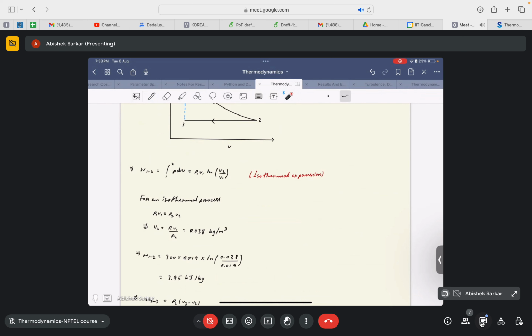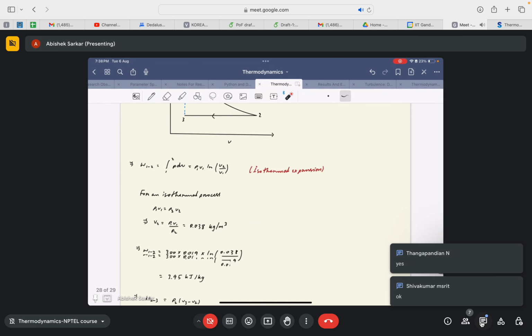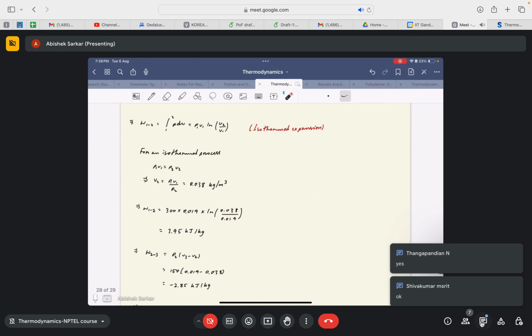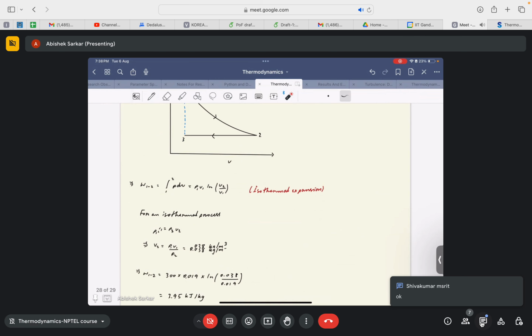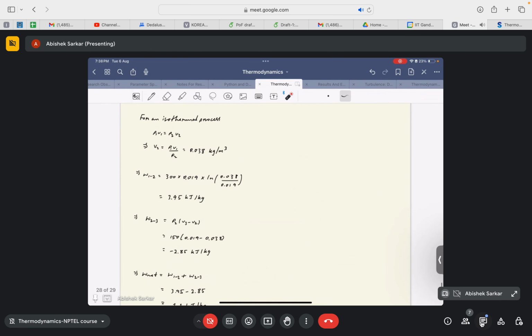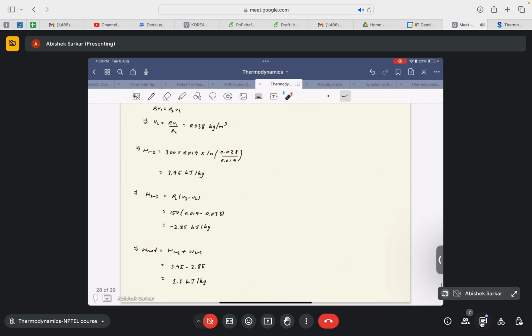Okay, I hope it's clear. Yeah, thank you. Similarly, now for the process 2 to 3, it is a constant pressure compression. Even by the very logic, you will understand that compression means there is a force that is compressing the air against the system. So work is done on the system.